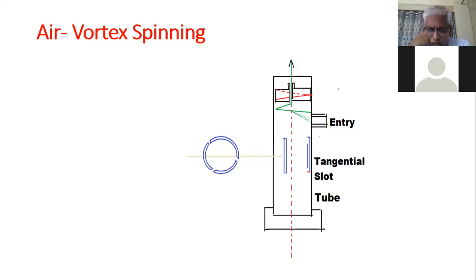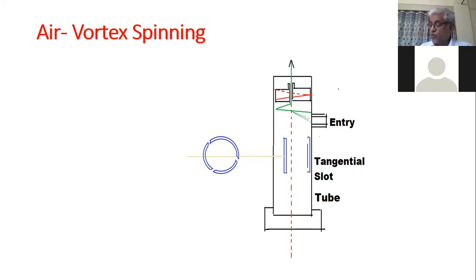It is a draw frame fiber. Fiber is already opened up to draw frame stage. So how this vortex is created, that I will tell you.